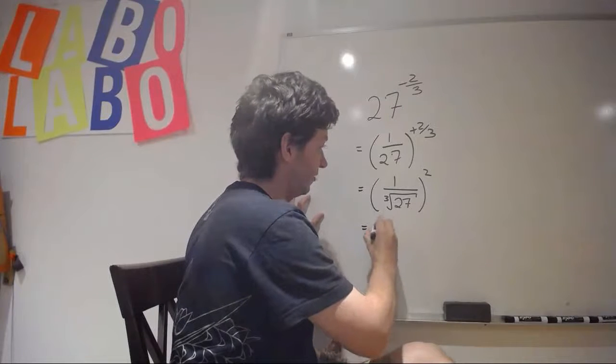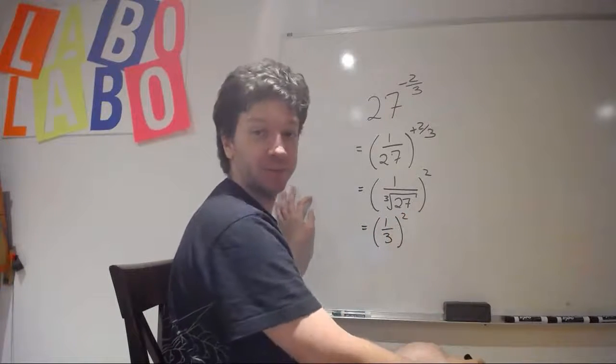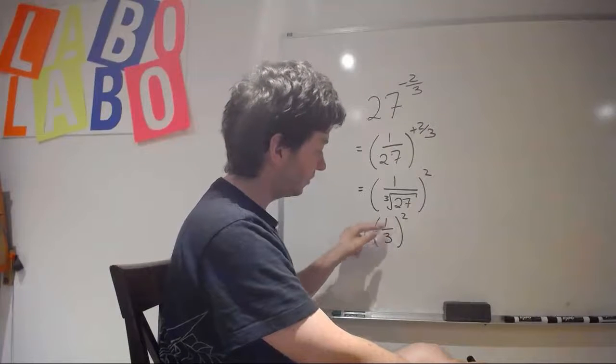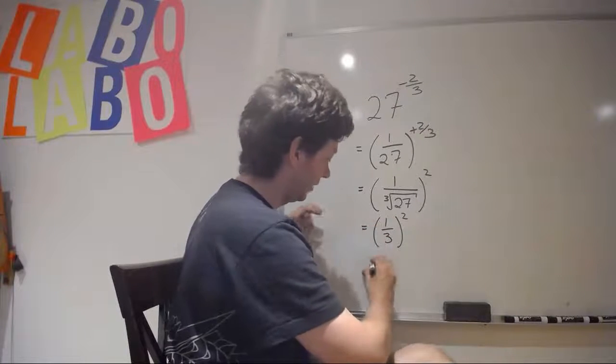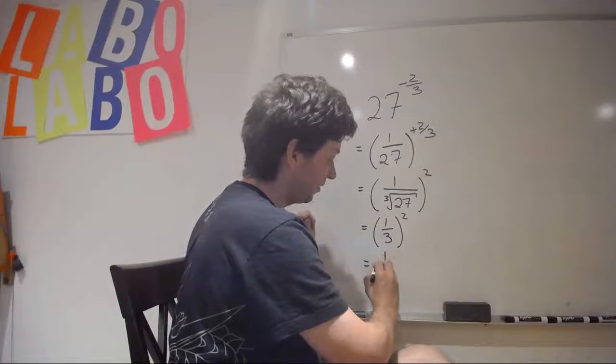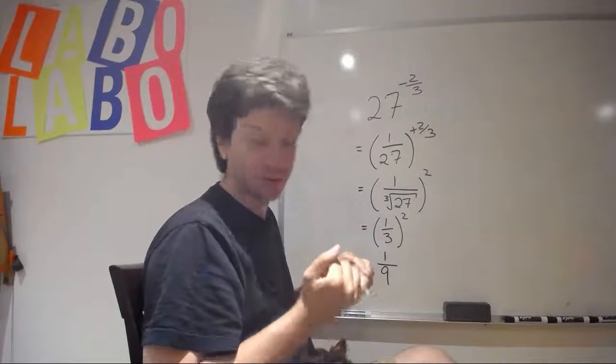So now we're left with 1/3 all squared. And the square is going to apply both to the 1 and the 3, but again, 1 squared is just 1, and so we end up with 1/3 squared, or 1/9. Okay.